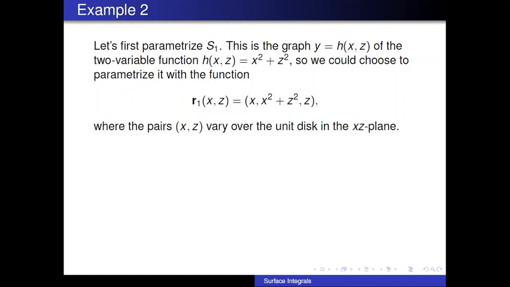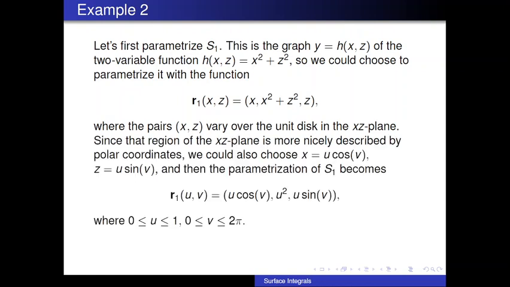Now, I know what you're thinking, because we've already done something like this before and then changed after we made this consideration. Since that unit disk in the xz plane is much more nicely described by polar coordinates, you could just as well choose that x is u cosine v and z is u sine v. Then the parameterization becomes r of u, v is u cosine v in the first component, u sine v in the last one, just replacing those with polar coordinates, and then the middle one, x squared plus z squared, becomes just u squared.